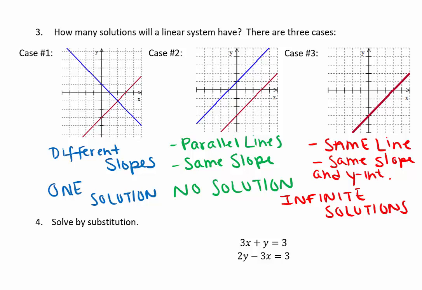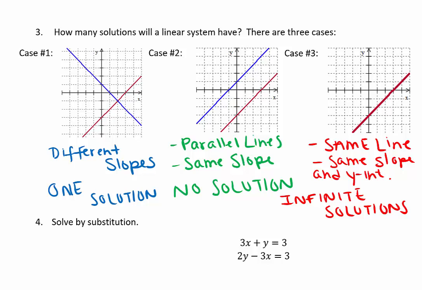Now there are 3 different things that might happen when you're solving a linear system. The first thing, which happens most frequently and is what happened in the last example, is the 2 lines will cross at exactly 1 point. That's going to happen anytime you have different slopes. Different slopes lead to one solution.